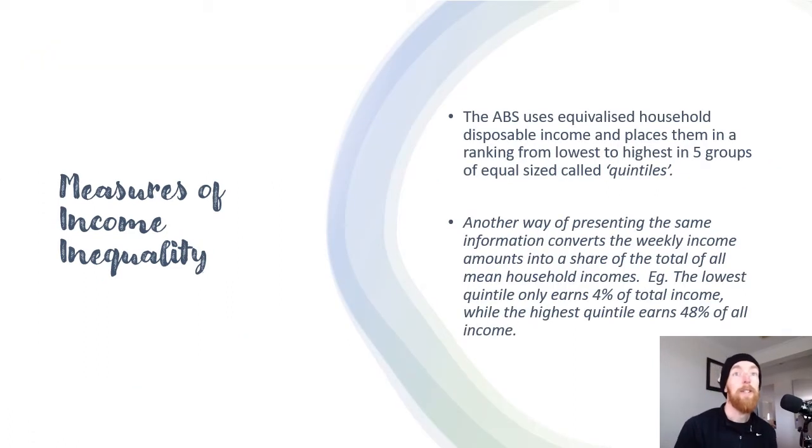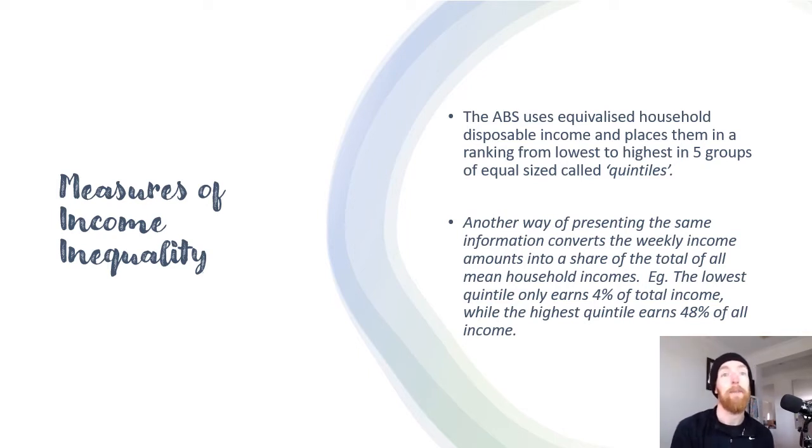So the ABS uses equivalized household income to place them in a ranking from lowest to highest in 5 groups, which we call quintiles. Basically the lowest quintile is the lowest 20% of the incomes that exist. Then we've got the next 20, the next 20, and then the highest, the richest 20% of income overall.